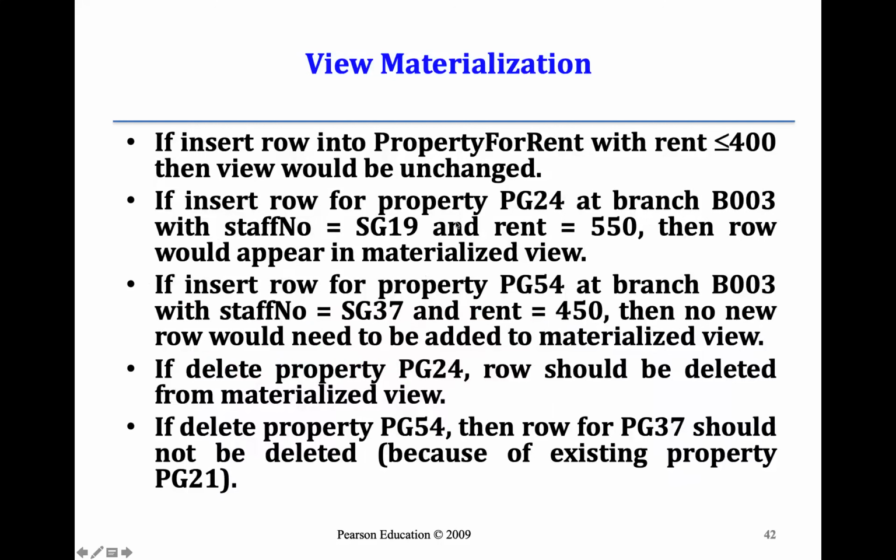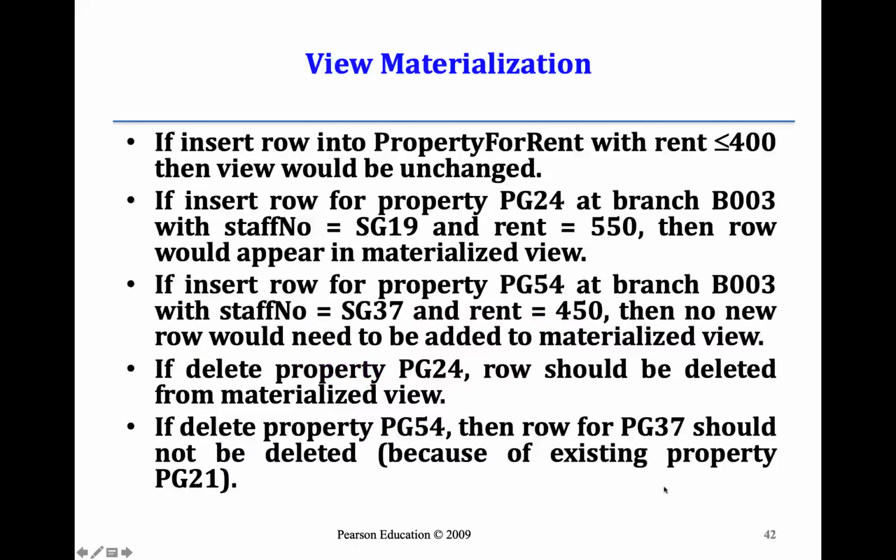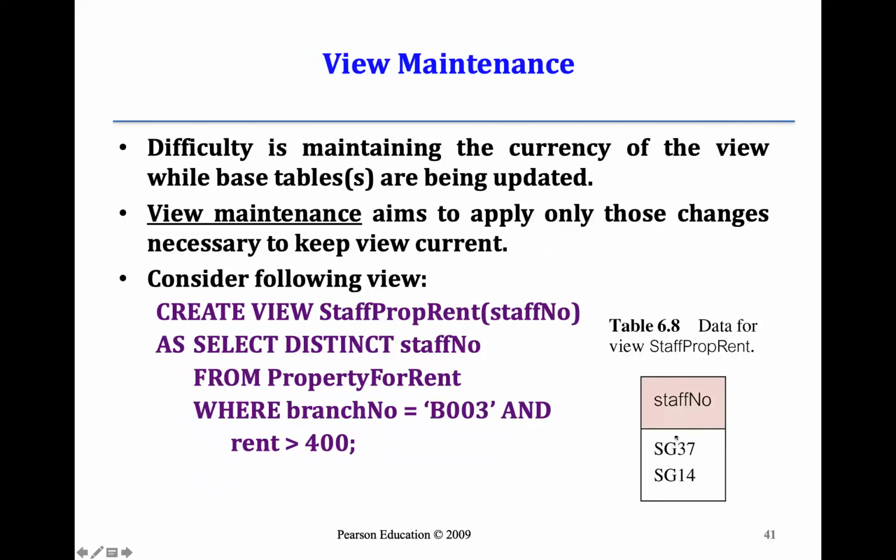Okay, we insert a row for a new property with staff SG19 and the rent is 550. If you go back here, the staff member is SG19. There is no staff member SG19 in this relation, but they now manage a property whose rent is greater than 400. So in this case, we would need to add that staff number to the cached relation.